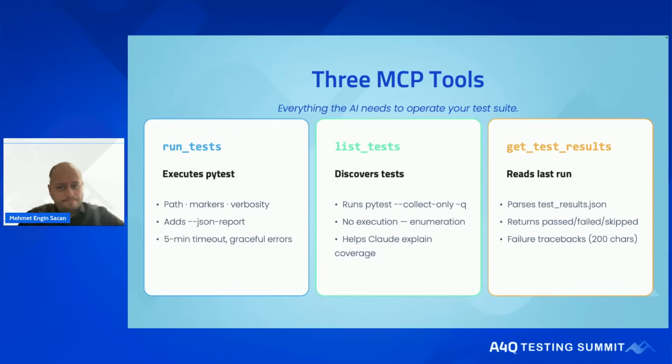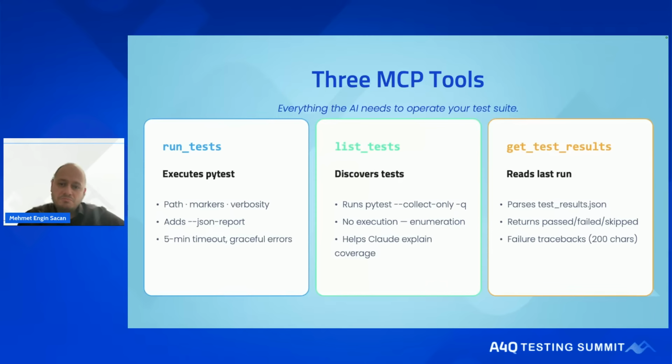List tests discovers without execution, running Pytest with the collect-only flag, and it's useful when Claude is asked, for example, what's in the project. No need to execute everything just to count. Get test results reads the last run from disk. It lets Claude reference yesterday's failure without rerunning the suite. This is the bit that makes the conversation feel stateful.